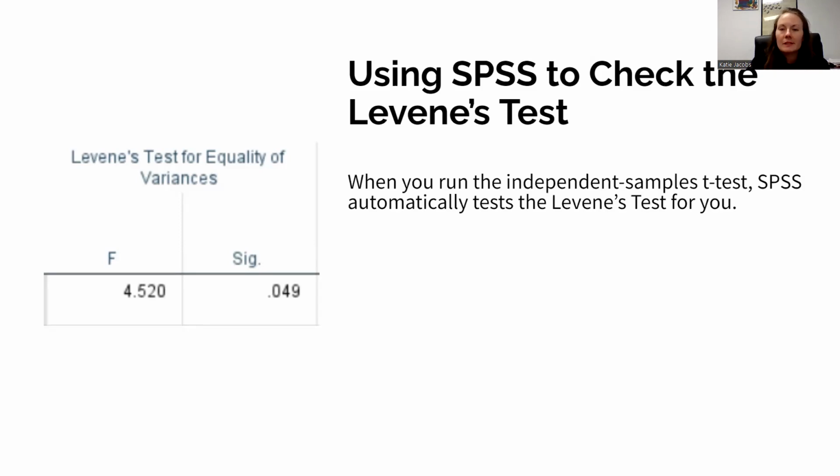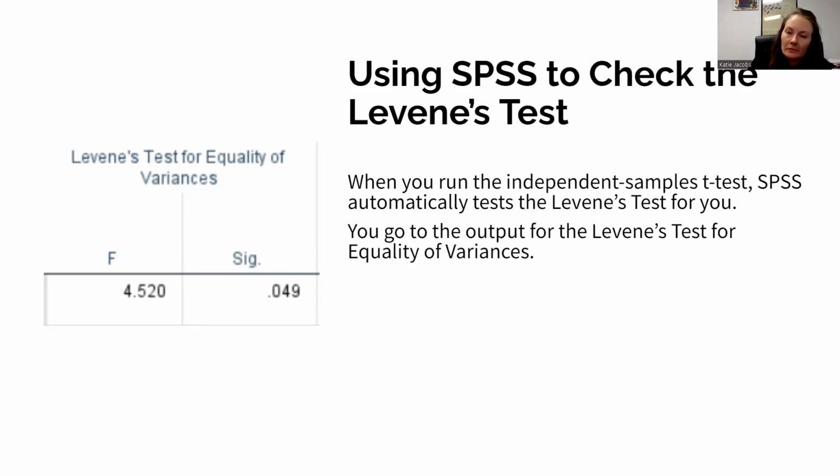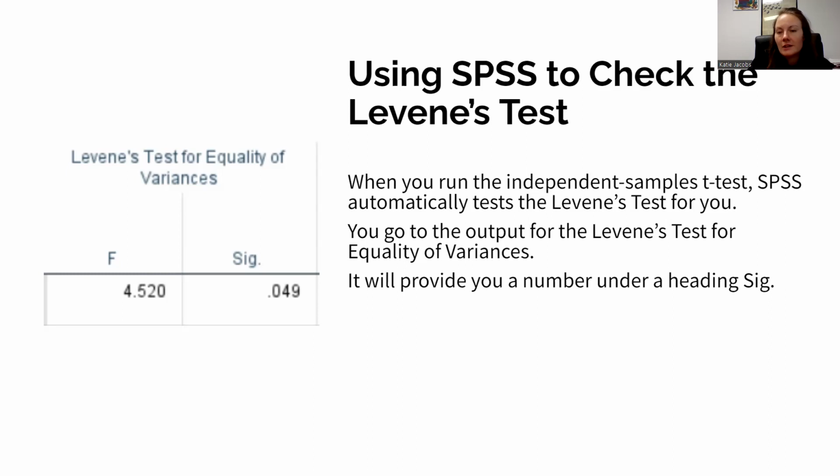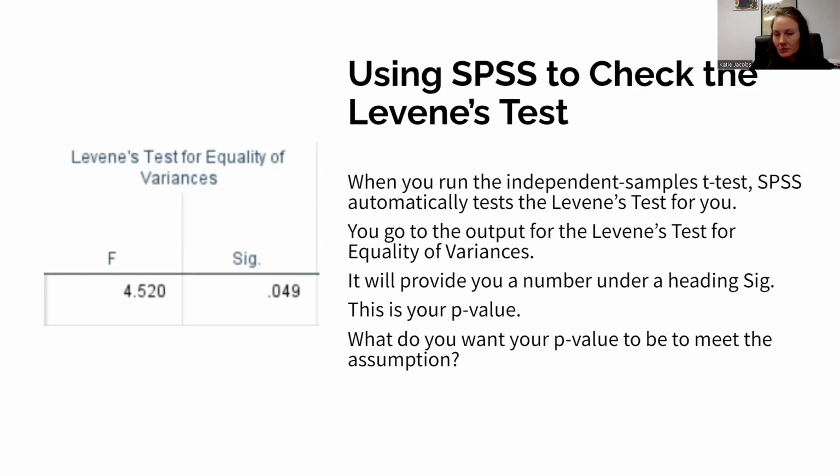So when you run an independent samples t-test in SPSS, it automatically tests the Levene's test for you. You go to the output of the Levene's test for equality of variances, and it will provide you a number under the Sig. column. That is your p-value. So all you have to do is look at that value. If it is 0.05 or bigger, you meet the assumption. If it is less than 0.05, then you violate the assumption. It's that easy.